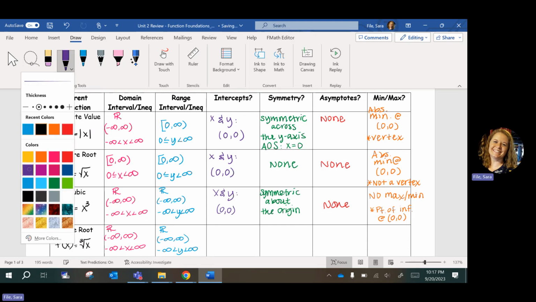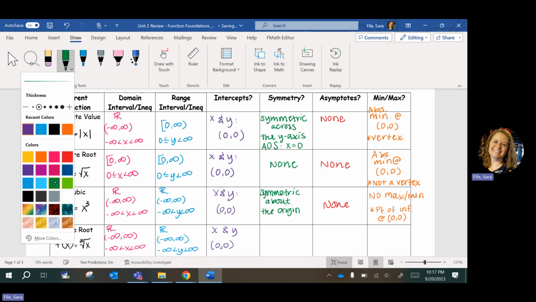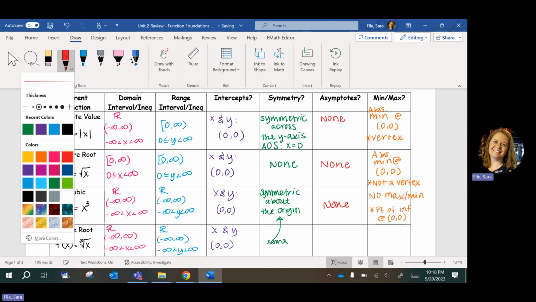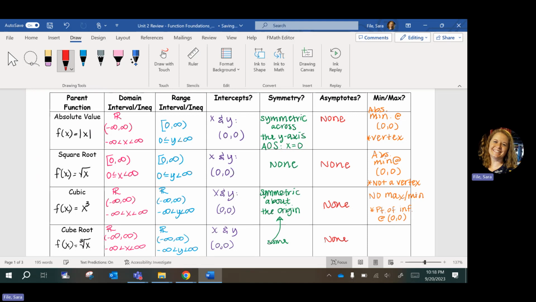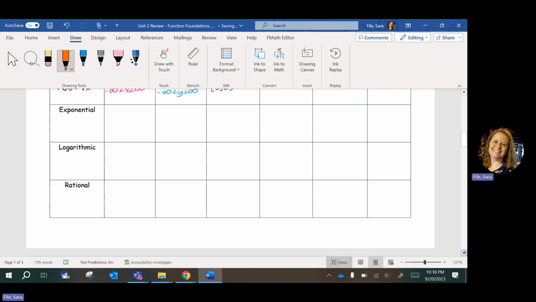We said it crosses at the origin, so that's your x and y intercept. And we said that it was still symmetric about the origin. So same. Save myself some writing. And there are no asymptotes. And it also had the same, no max or min, but it had a point of inflection. So I'm again just going to write same. I guess I could have just written same for all of it, but that's all right. All right, so we've got 3 left here.